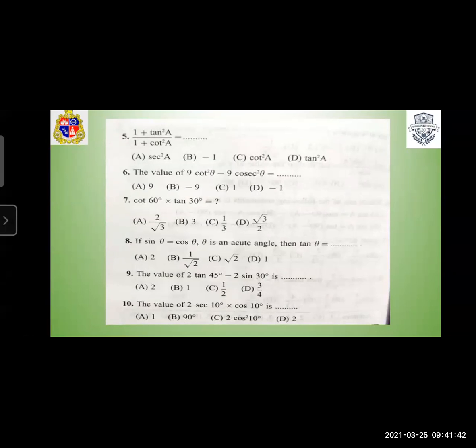Tan 60 is how much? Root 3. Cos theta into sec theta. Convert it, then you will get 1 plus cot square theta, that is equal to cosec square theta. In this way, you can find all these values.